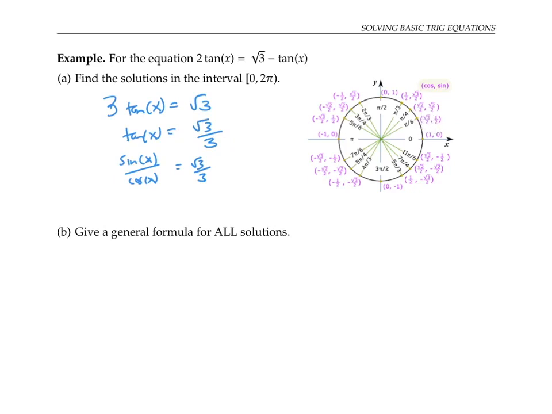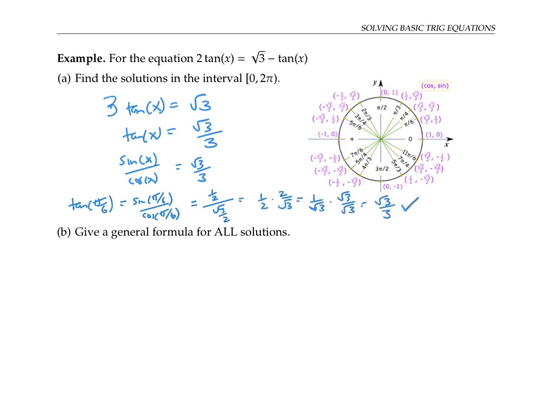So by trial and error, I can see that tan pi over 6, which is sine pi over 6 over cosine pi over 6, will give me 1/2 over root 3 over 2. That's the same thing as 1/2 times 2 over root 3, which is 1 over root 3. If I rationalize that, I get root 3 over 3.